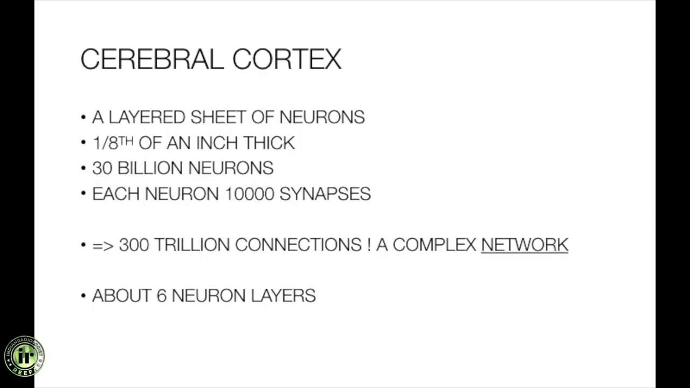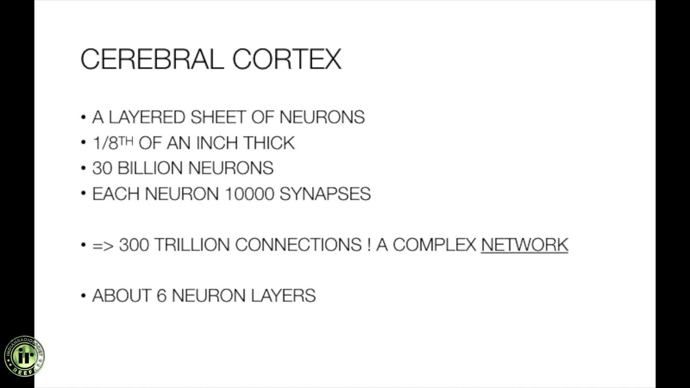So you could consider that the cerebral cortex is like a tablet, which is a layered sheet of neurons about 6 layers thick. It's about 1/8 of an inch thick in terms of measurement. And this thick plate contains about 30 billion neurons. And each of these neurons has about 10,000 synapses, making 300 trillion connections in a very complex network.